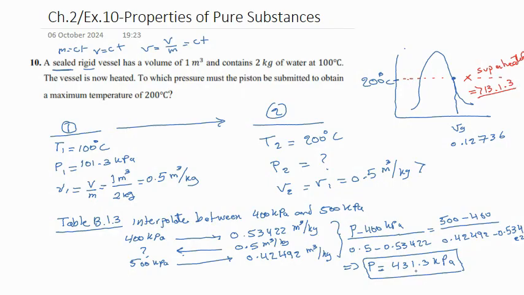Is a pressure of 431 expected? Well, yes, we are expecting a higher pressure because we have a sealed rigid vessel that's been heated from a temperature of 100 to a value of 200. So we doubled the temperature, and if you notice the pressure, it went up by a factor of more than 4 in this case.